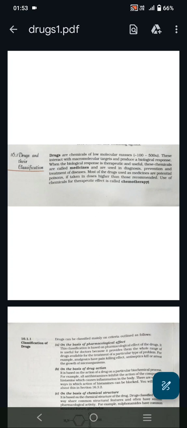So our chapter is drugs and their classifications. Drugs are chemicals of low molecular mass. These interact with macromolecular targets and produce a biological response. When the biological response is therapeutic and useful, these chemicals are called medicines and are used in diagnosis, prevention, and treatment of disease. Most drugs used as medicines are potential poisons if taken in doses higher than those recommended. Use of chemicals for therapeutic effect is called chemotherapy.